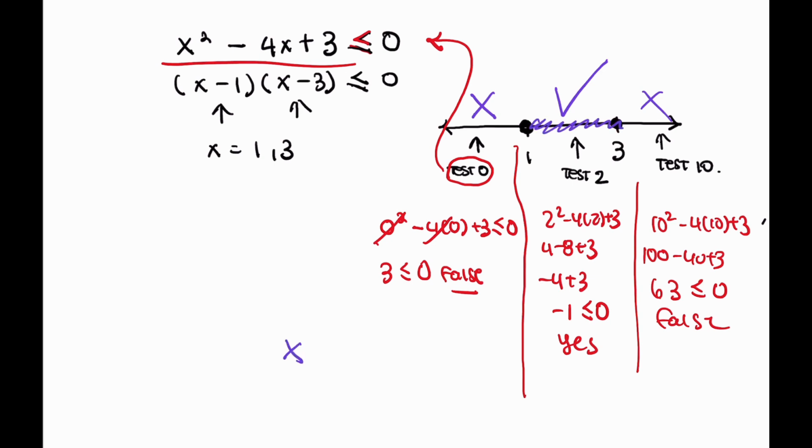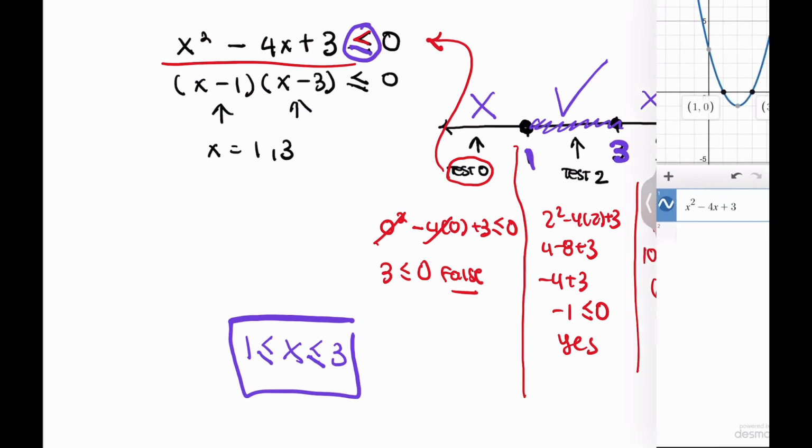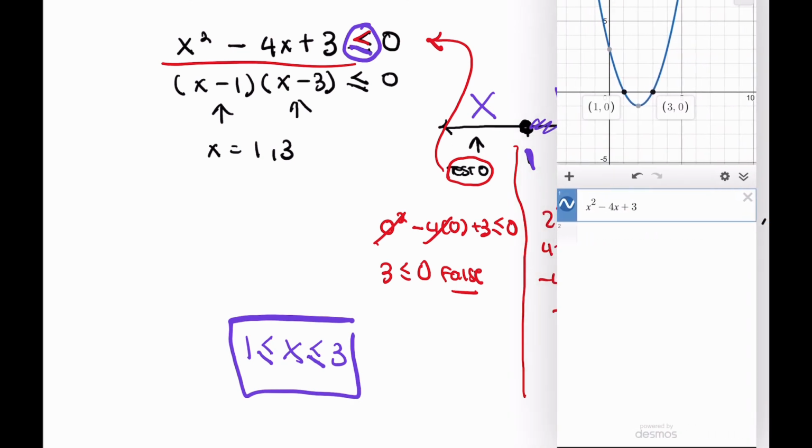So x is in between 1 and 3. And if your question has that bar underneath, your answers must have the same notation. So it is between 1 and 3, and that's the only true region. Now, graphically, if you want to understand it, less than 0 means it's below 0. So we're just looking at this dip, the valley in between, and that's between 1 and 3.